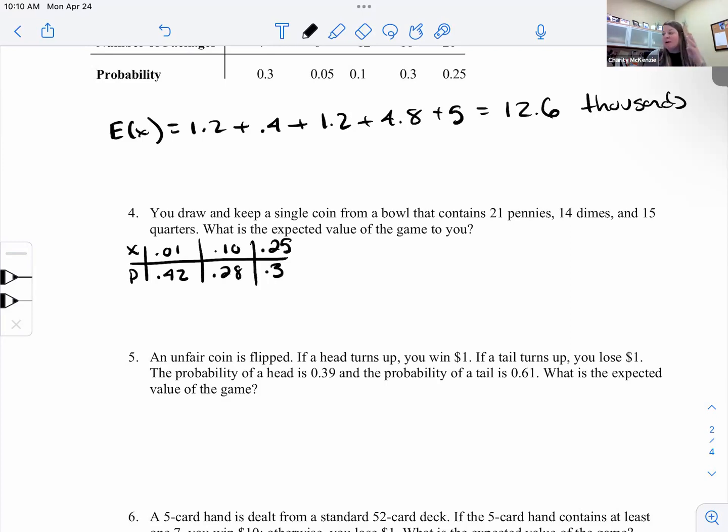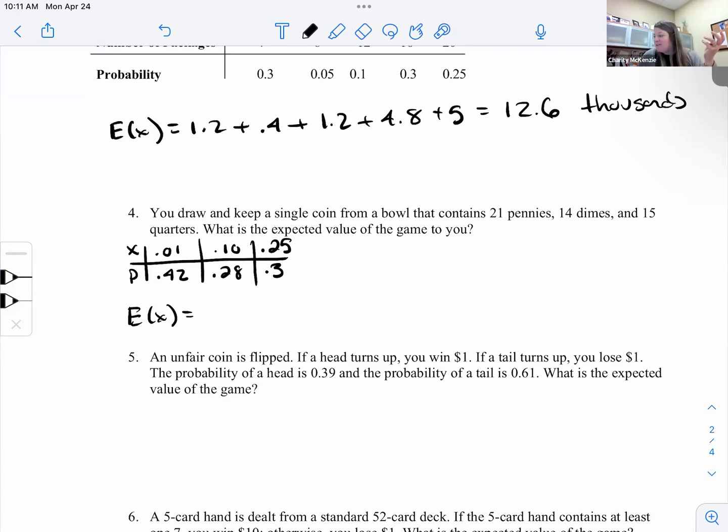And now to do our expected value, we're going to multiply these together, right? So our expected value is going to be 0.01 times 0.42, and then we're going to add that to 0.1 times 0.28 plus 0.25 times 0.3.